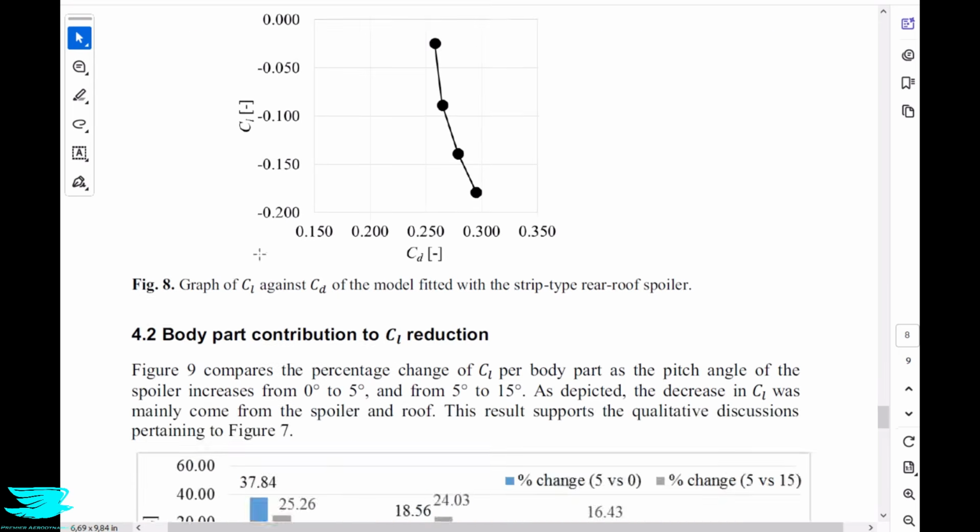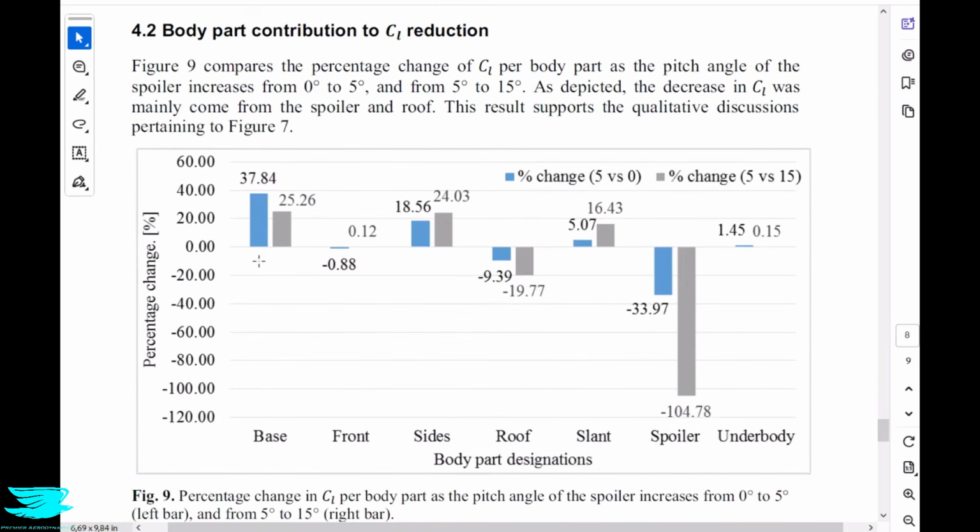Now in figure 9, we see a breakdown of the lift coefficients of the different regions of the car, and how they change between the different angles of the spoiler. The blue lines are how much the lift coefficient changes between the spoiler at 5 degrees and 0 degrees, while the gray lines are changes between 15 degrees and 5 degrees. And remember that the more the spoiler is pitched up, the more downforce it produces, so the less lift. In this figure, the spoiler itself is where the major changes occur, with over 100% more downforce produced right here when increasing from 5 degrees to 15 degrees. So, 104.8% increase in downforce or reduction in lift.